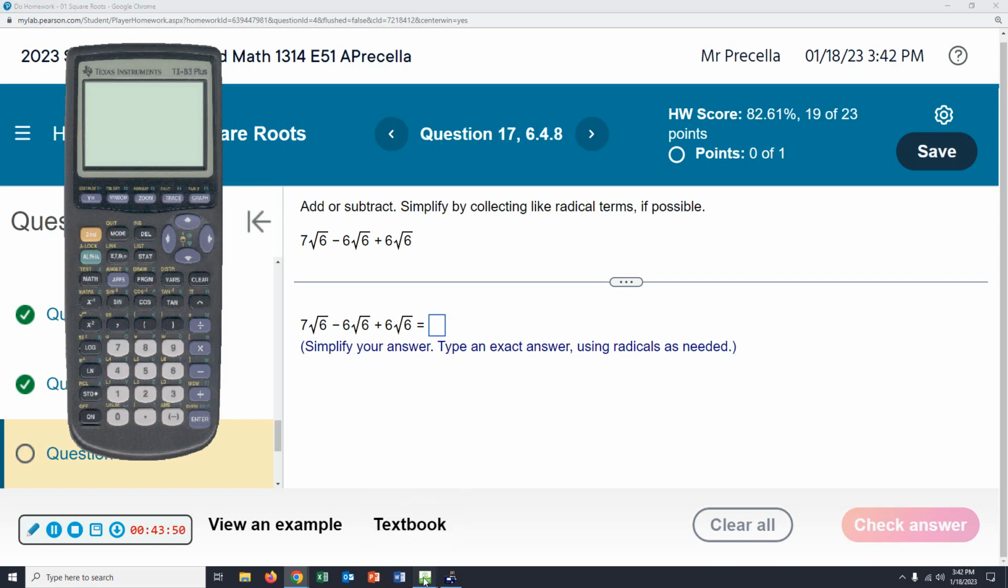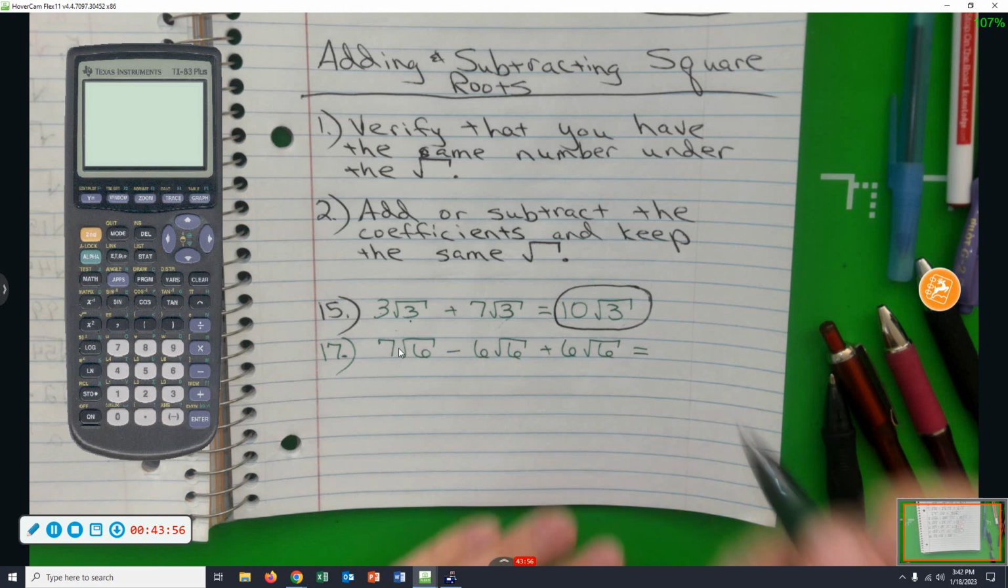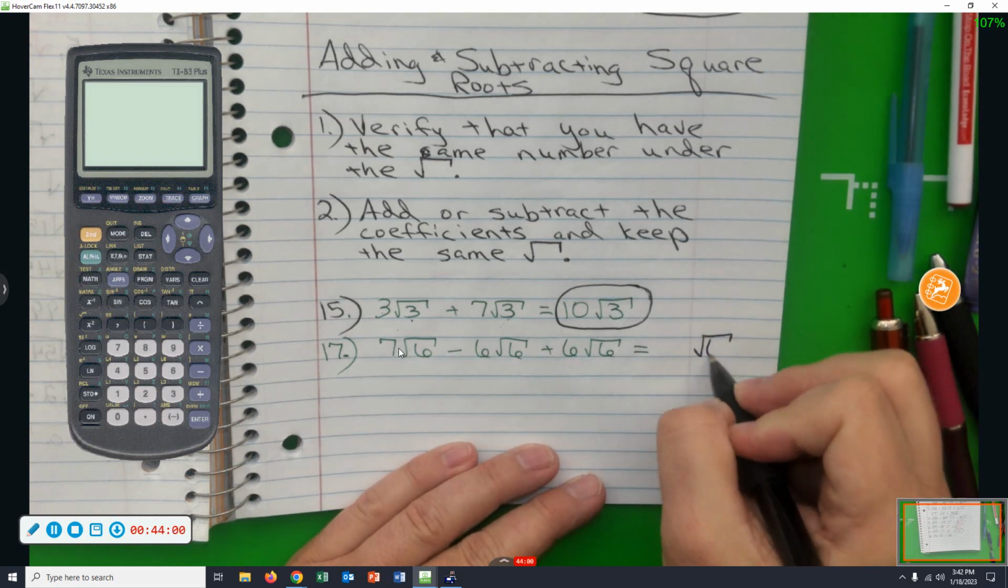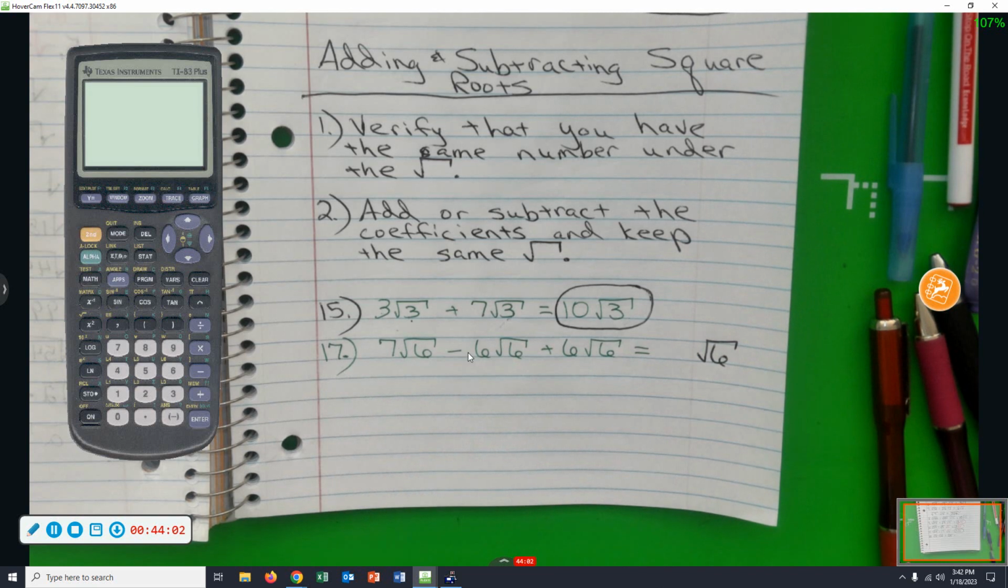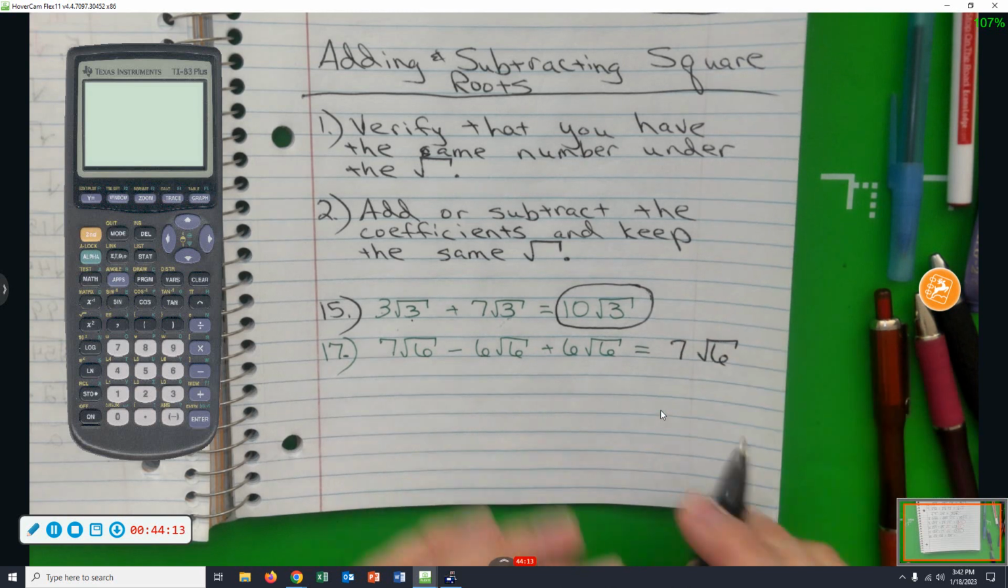Okay, switch to my paper. Do I have the like square roots? Yes, so I'll write down the square root. I think I've already heard the answers. There. You see the negative 6, that's 7 minus 6 is 1 plus 6 is 7 square root of 6, that I heard.